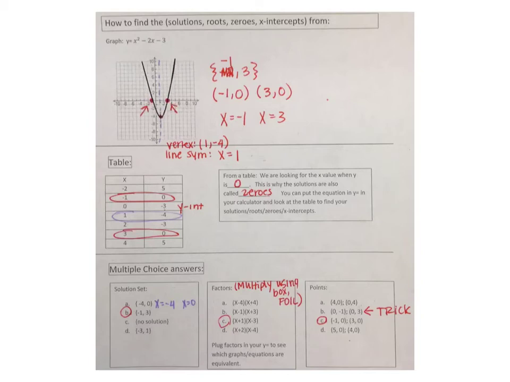Once I see that parabola and I'm trying to find the solution, that tells me that there are 2 solutions. Okay, I see it crossing the x-axis twice. And I go look at what values they are. It's at -1 and at 3. I can write that 3 different ways.